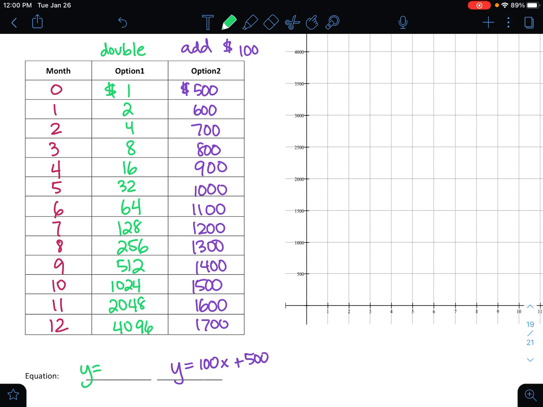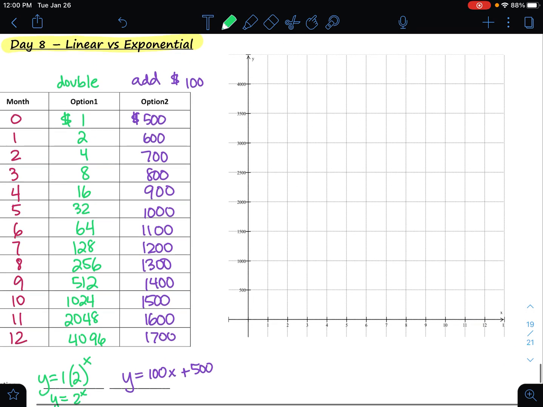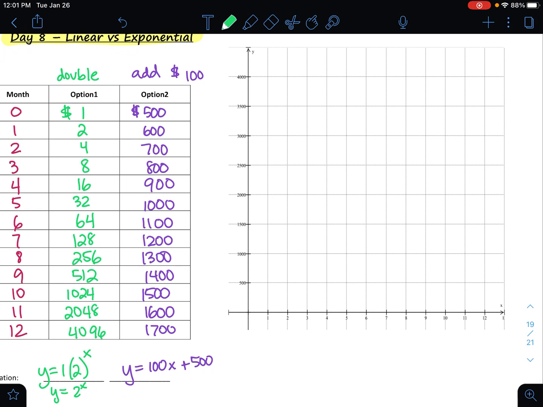Now on our exponential, remember we're going to do y equals a times b to the x power. So a is our starting point. So I'm going to go ahead and write 1 down. And then the growth factor, it's doubling. So doubling is a 2, to the power of x. Now, it might very well be written without the 1, but I think the 1 kind of reinforces our starting point.